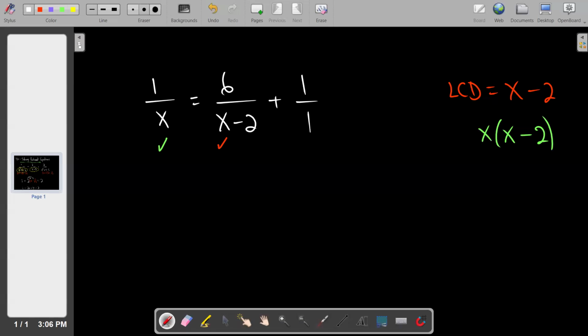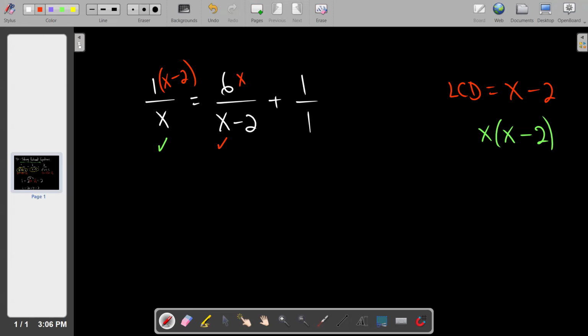What is the first fraction missing? Yeah, his bottom has the x, but it doesn't have the x minus 2. So we need to take that 1 and multiply it by x minus 2. What is the second fraction's bottom missing? It is. So we're going to have to take that 6 and we're going to have to multiply it by x. And what is the third fraction's bottom missing?